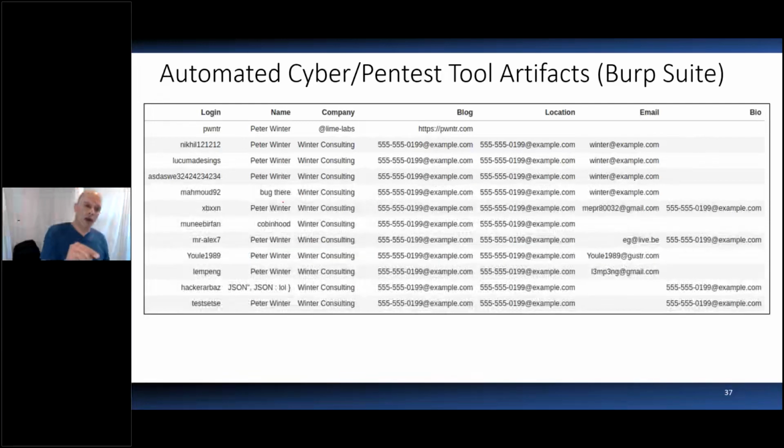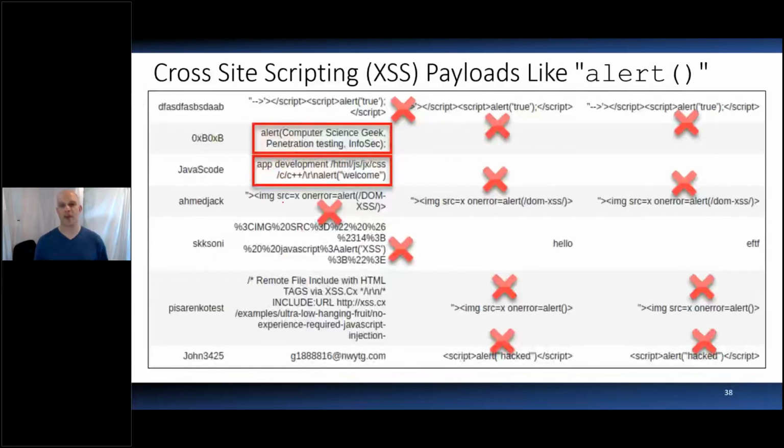And now what we're seeing here is accounts in GitHub that have the name Peter Winter and the company and the blog and the location and email that show that perhaps somebody created those accounts using Burp Suite Pro. And for those of you wondering, can you insert cross-site scripting content into GitHub records? The answer is you can try, but it won't render because GitHub doesn't play that.